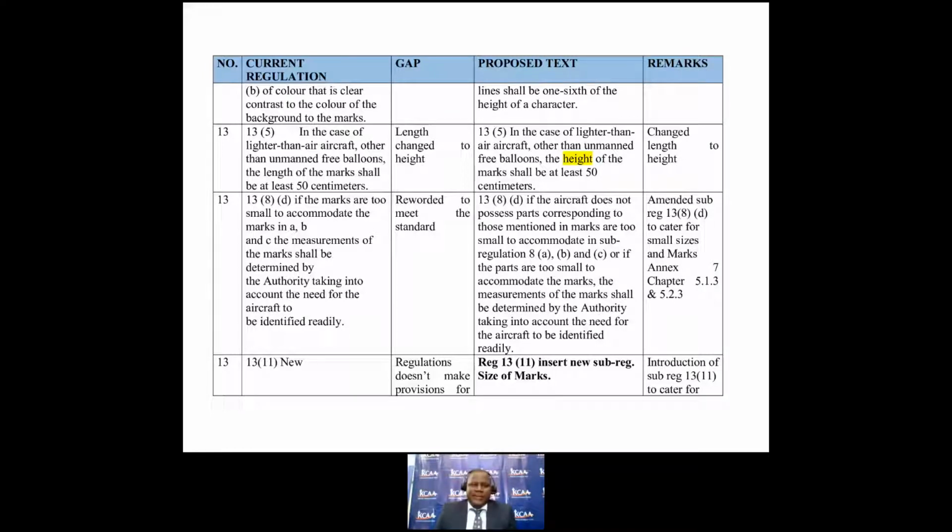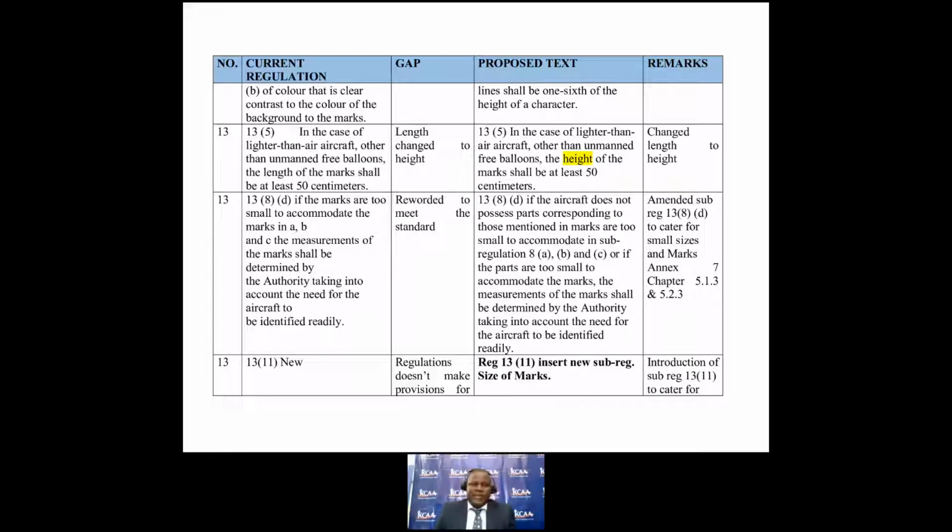Regulation 13.5, in the previous regulation we were missing the word height, and therefore once we insert height, it reads, in the case of lighter than air aircraft, other than unmanned free balloons, the height of the marks shall be at least 50 centimeters. Previously, it was reading length, so we have changed the length to height.